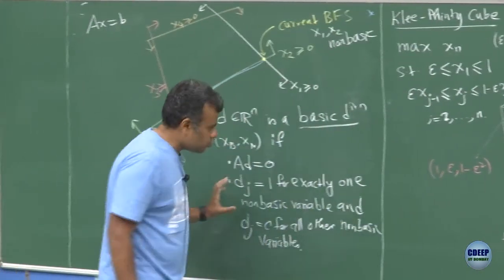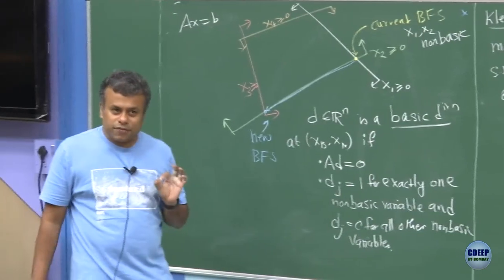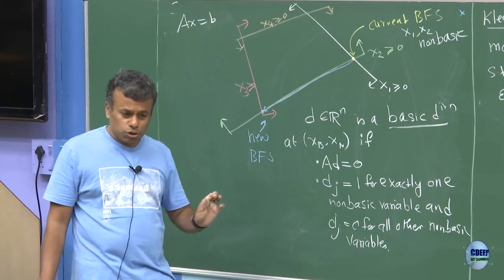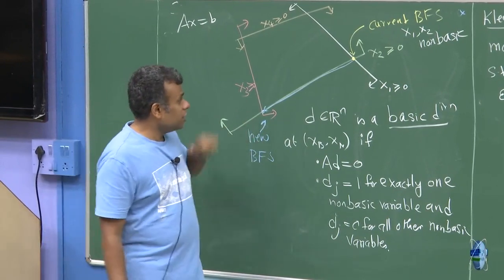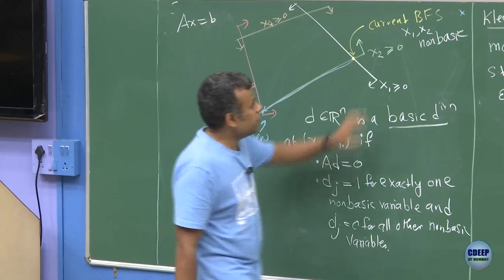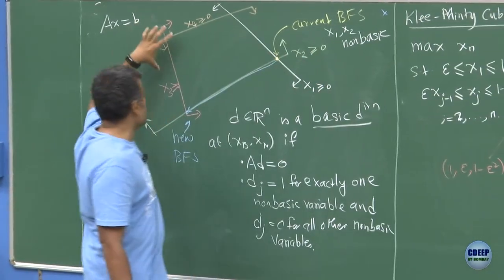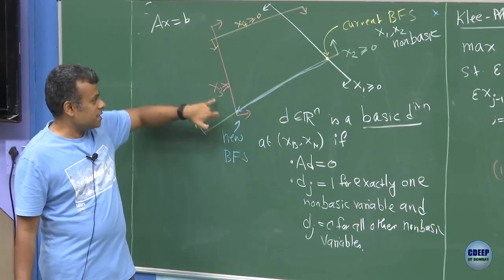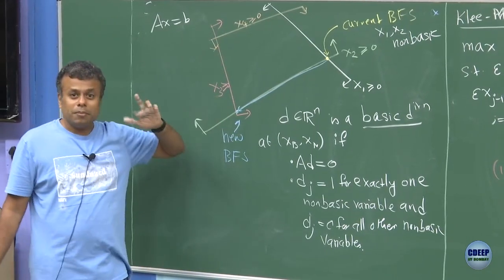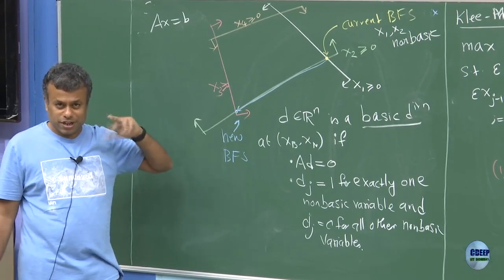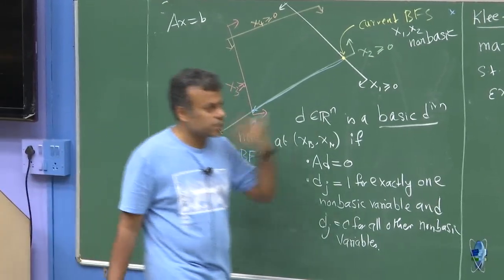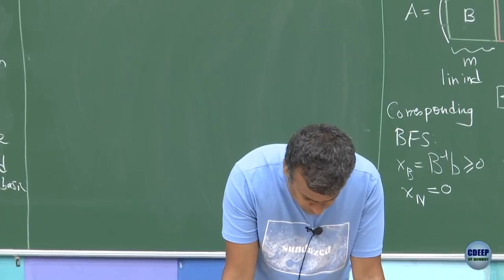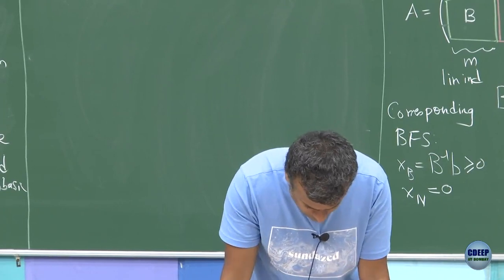So a basic direction is what is going to take us from a basic feasible solution to another basic feasible solution. Notice here x1, x2 are non-basic, x3, x4 are basic. Here x1 and x4 are basic, x3 and x2 are non-basic. So the basic and non-basic sets differ by only one. So that's what we want, right? So I'll do a few calculations and then look at an example.